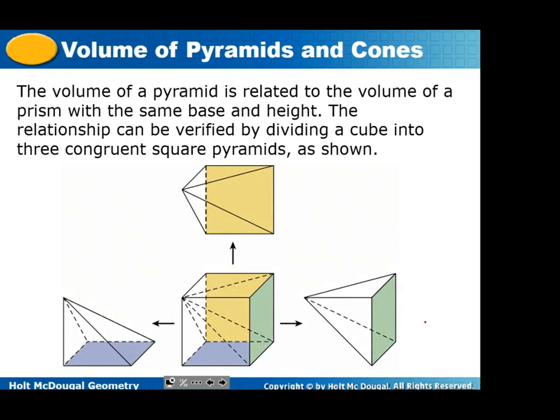All right, so now let's talk about a pyramid. The volume of a pyramid is related to the volume of a prism with the same base and height. The relationship can be verified by dividing the cube into 3 congruent square pyramids as shown. So basically, if I take this one and I create the blue one over here, the green one over here, and the yellow one back here, those 3 pyramids would create that one cube.